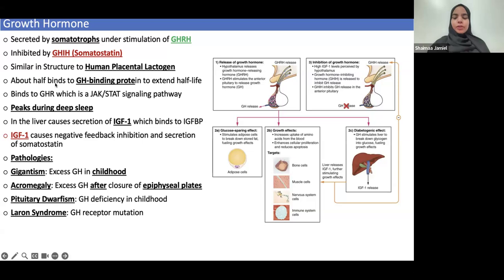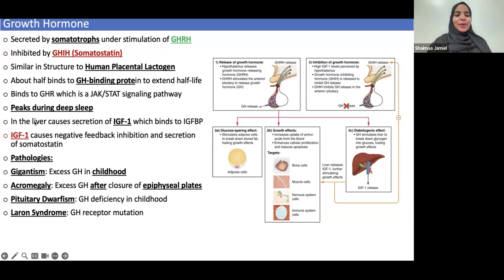And in the blood, to increase its half-life, it binds to growth hormone binding proteins, GHBP, and when it binds to its receptors, which are the growth hormone receptors, it acts through a JAK-STAT signaling pathway. It's called JAK-STAT. And growth hormone is increased during sleep. So it has the highest release during sleep. So if you sleep more, maybe you'd grow taller.